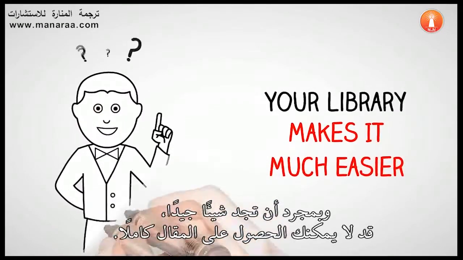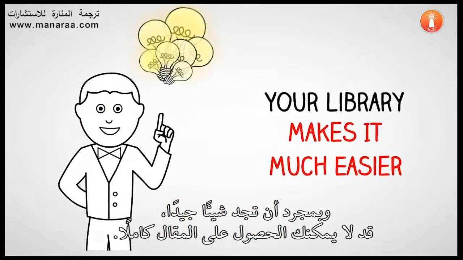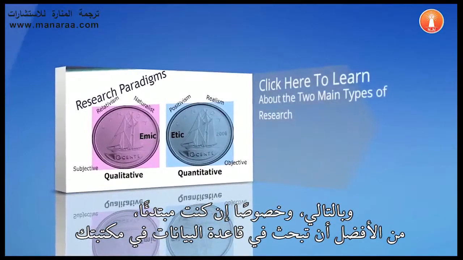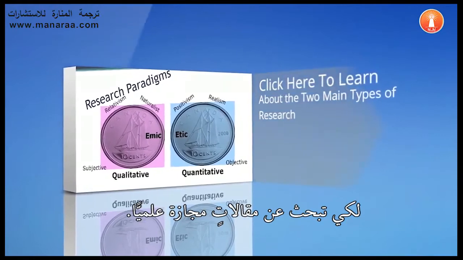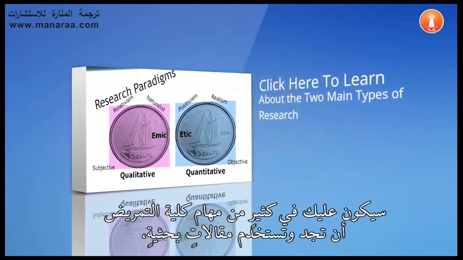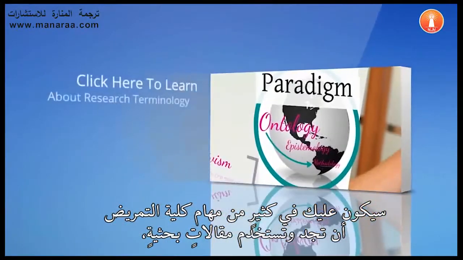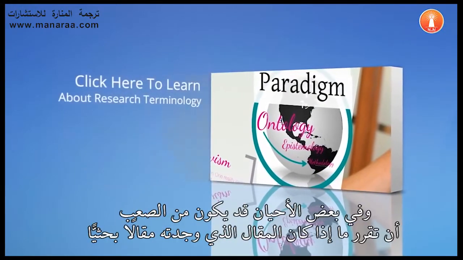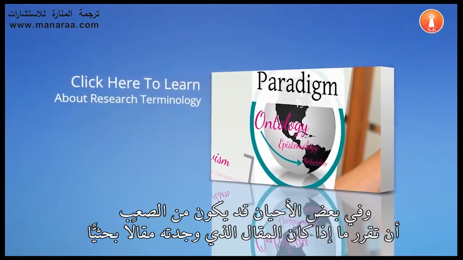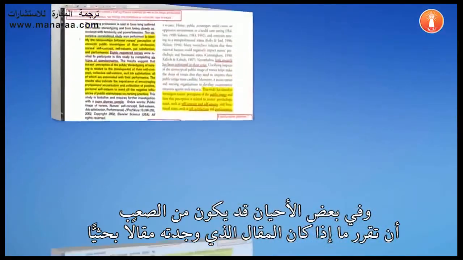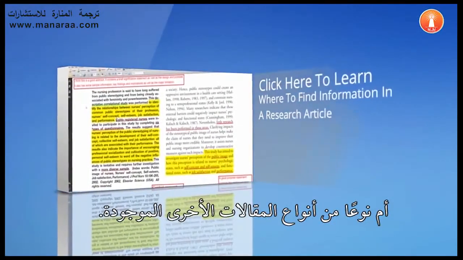Once you find something good, you may or may not have access to the full article. So, especially if you are a beginner, it is safer to go to your library's databases to search for peer-reviewed articles. Many assignments in nursing will ask you to find and use research articles. Sometimes it can be tricky to decide if an article you have found is a research article or one of the other types of articles out there.